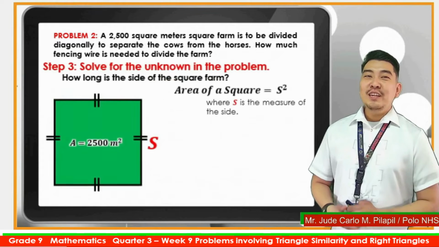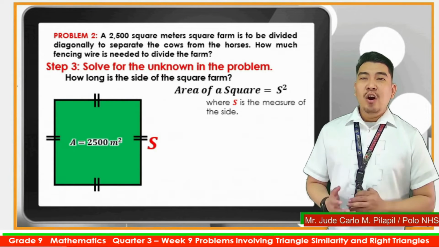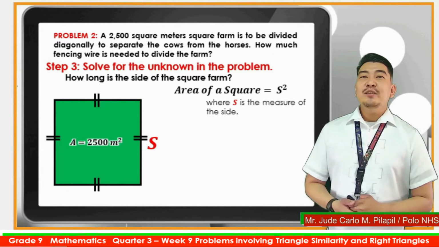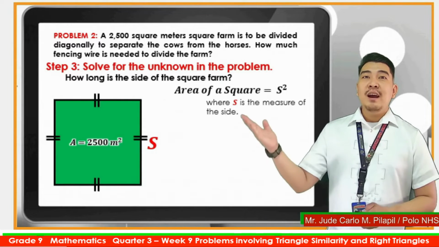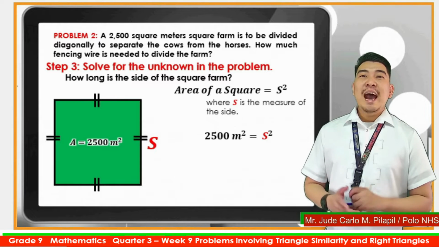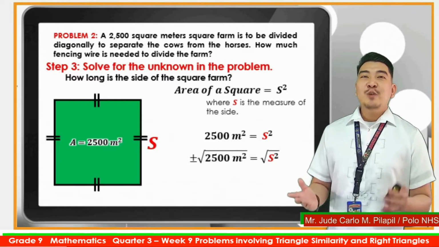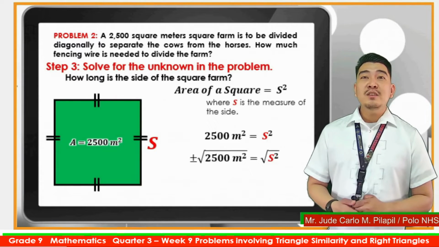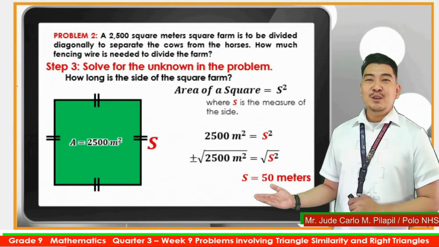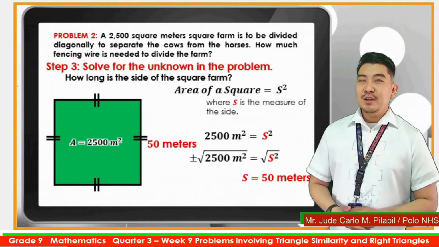Let us now solve for the unknown in the problem. The first question that we need to answer is, how long is the side of the square farm? We can answer it using the formula in getting the area of the square as given in this part. Substituting the measurements, we have 2,500 square meters is equal to S squared. Extracting the square roots of both sides of the equation to solve for S, we obtain S is equal to 50 meters. Hence, each side of the square measures 50 meters.